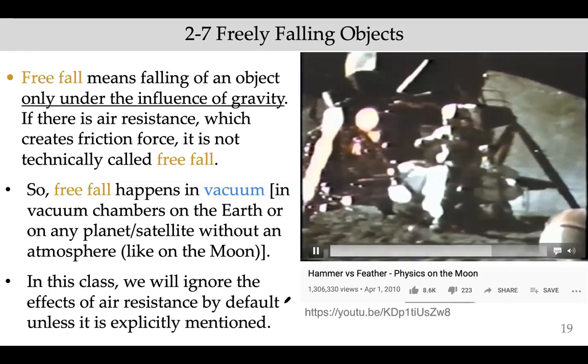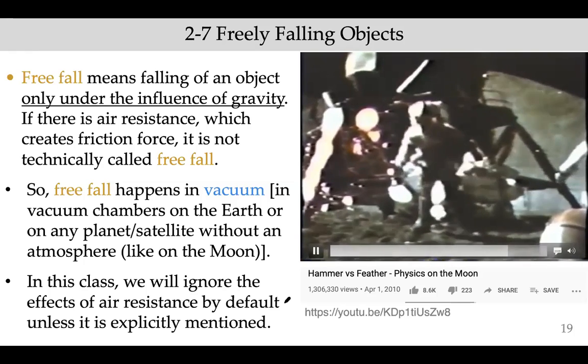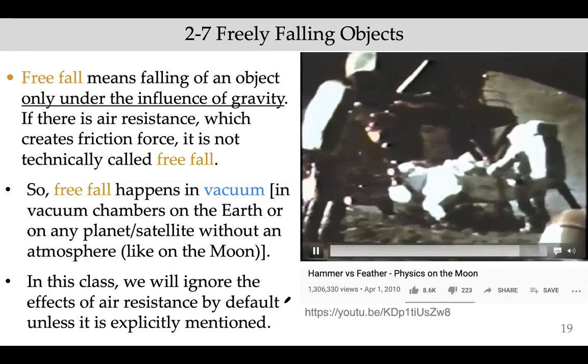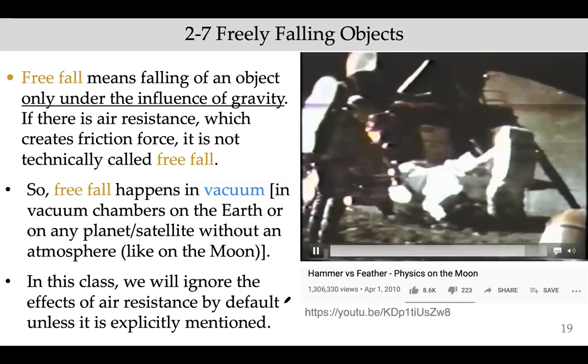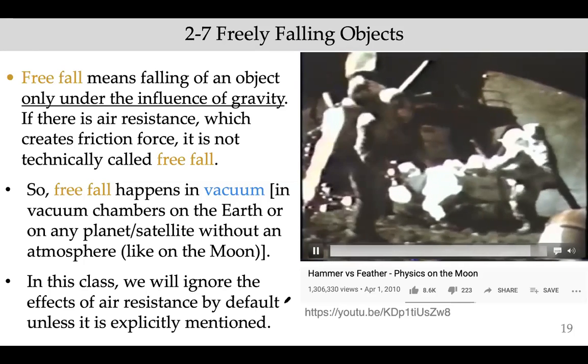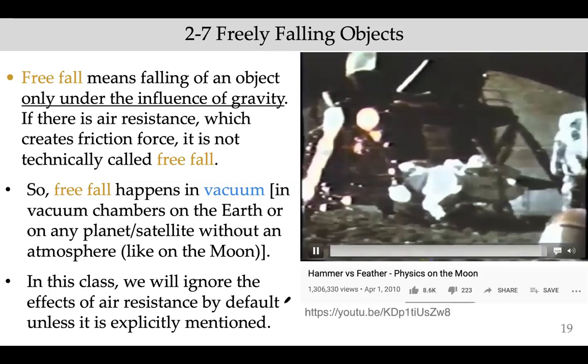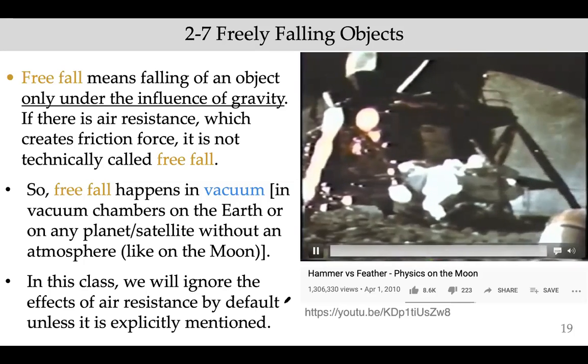There you go. So they fell at the same rate at the same time. The reason for that is because there's no air resistance, so they're all in free fall. The only acting force on them, both on the hammer and on the feather, is just gravity. There's no air resistance, so they basically fall at the same rate at the same time.